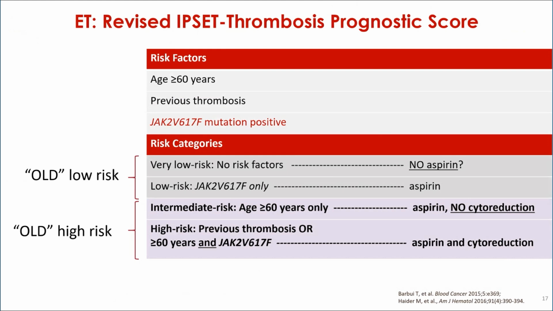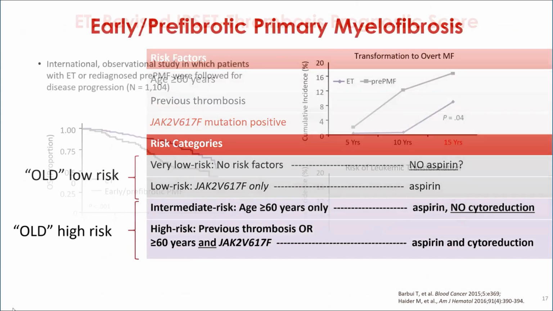So who is the high-risk patient? Patients that have a history of thrombosis, or patients that are older than 60 with a JAK2 mutation. Please remember, this is a very good test question. The number of patients that require cytoreduction therapy has decreased because of new guidelines.